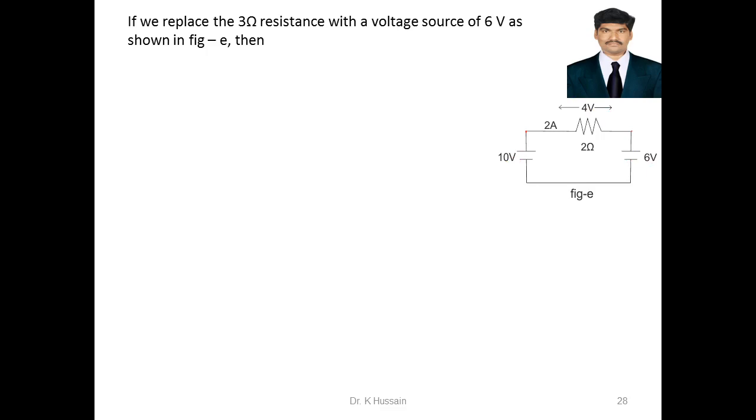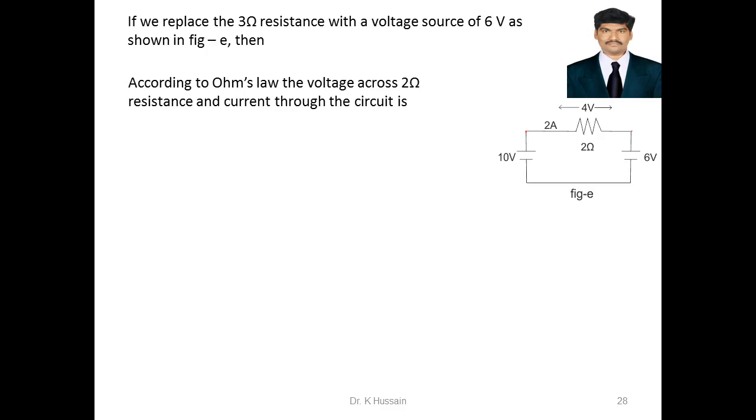Now you see that according to Ohm's law, the voltage across the 2 ohm resistor and the current through the circuit: voltage across this is 10 minus 6, that is 4, and current is 10 minus 6 by 2. We got the same values, right? That is it. We'll see another one.